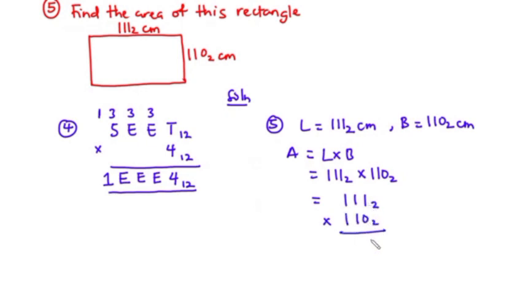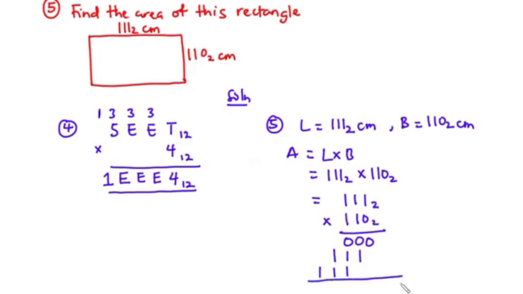0 times 1 is 0. 0 times 1 is 0. 0 times 1 is 0. 1 times 1 is 1. 1 times 1 is 1. 1 times 1 is 1. 1 times 1 is 1. 1 times 1 is 1. And then 1 times 1 is also 1.